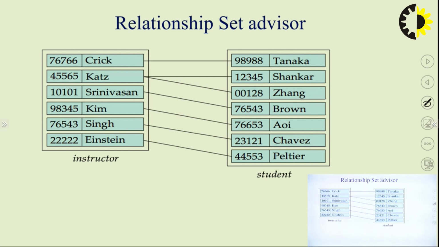We got more about relationship set, advisor. So here two entity sets are given, that is instructor and student. Instructor has an instructor ID and the name of that instructor, and the student also has a student ID and his name. So all are connected with each other using the advisor relationship set.